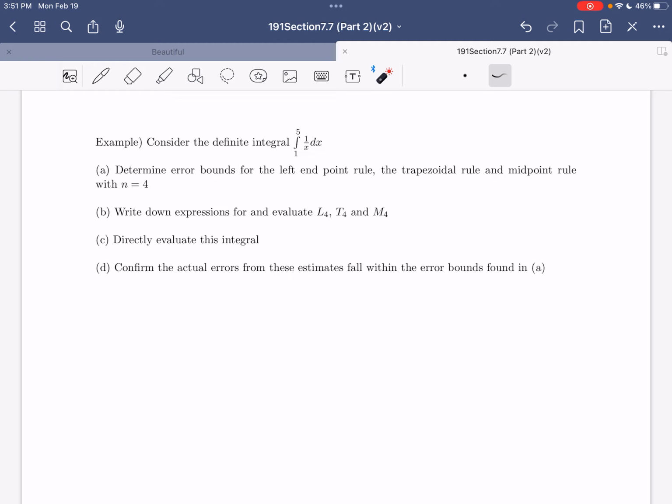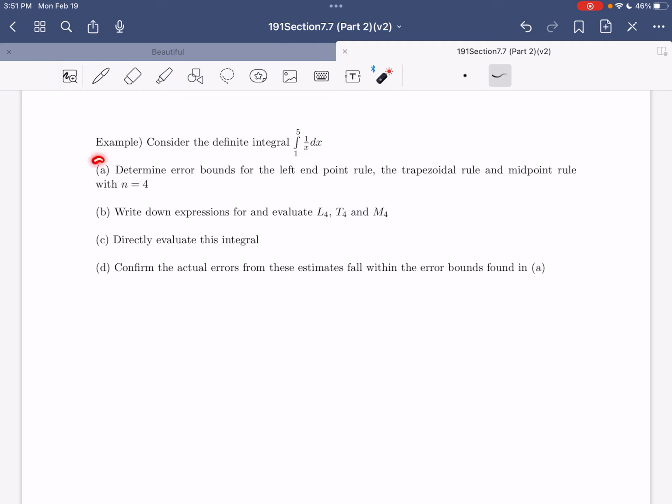We're using such a simple example to start off with because we are actually going to do this from an approximate standpoint, then an actual direct computational standpoint, and then we're going to use that to know what the errors are and show that those errors fall within the error bounds.